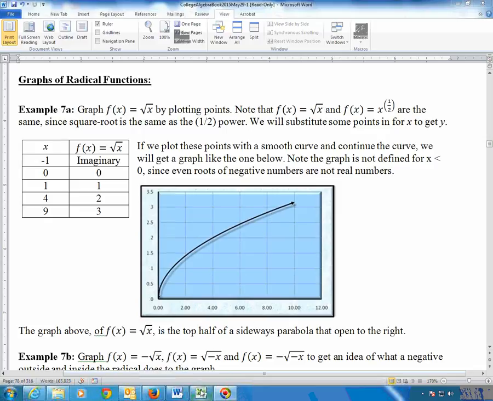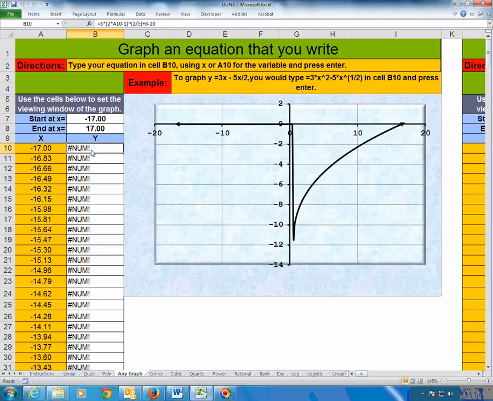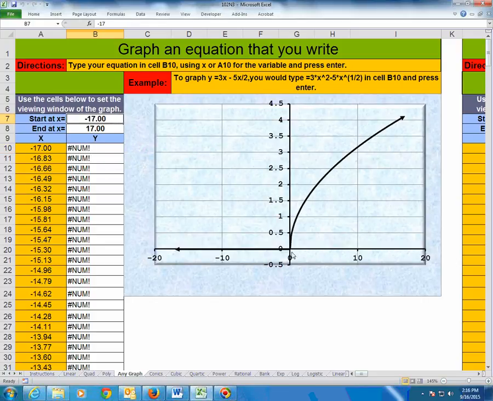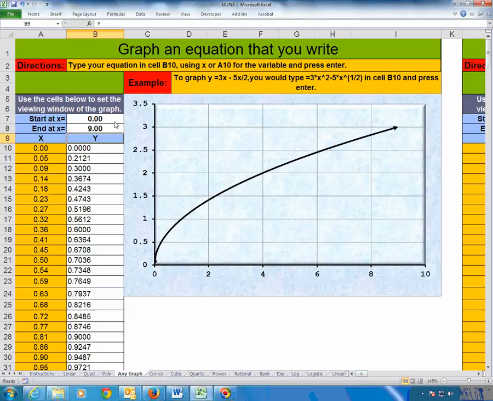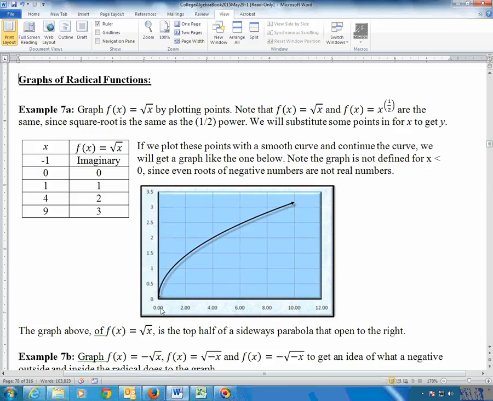I can graph these on the Excel sheet. So to graph y equals the square root of x, you just type in equals SQRT of x. If I do that, I get a graph that looks like this. The reason it flatlines here is because Excel is confused, because you're taking the square root of negative numbers. That's why it says #NUM all over here. So the graph doesn't really start till 0. If I graph it from 0 out to 9, I get the exact same graph I had on the beginning page.